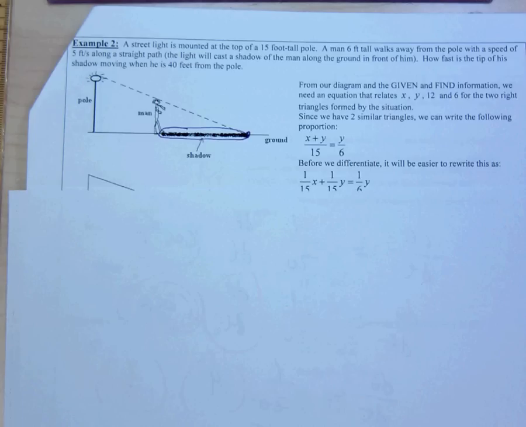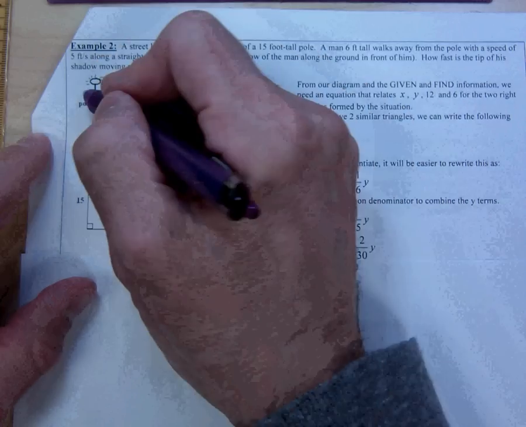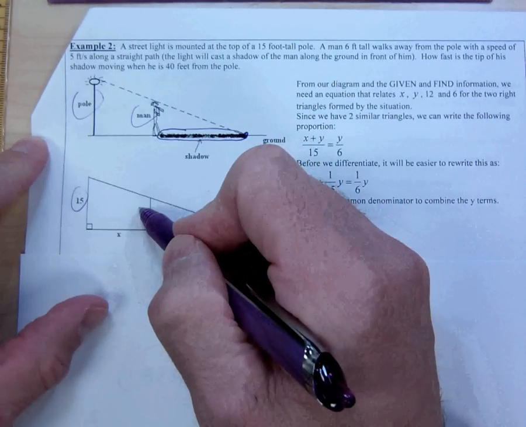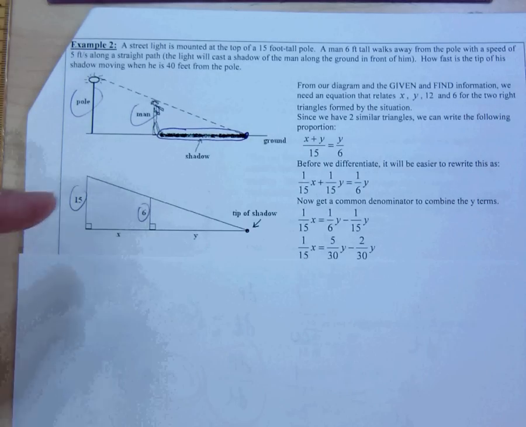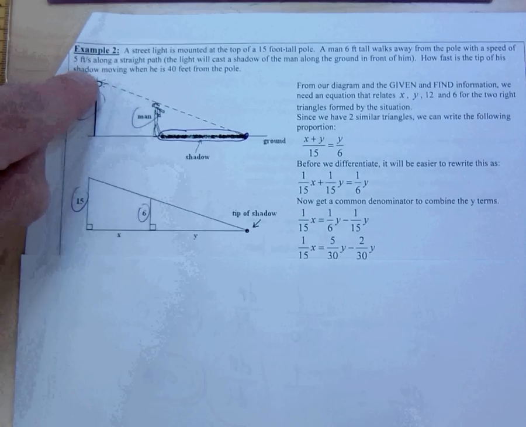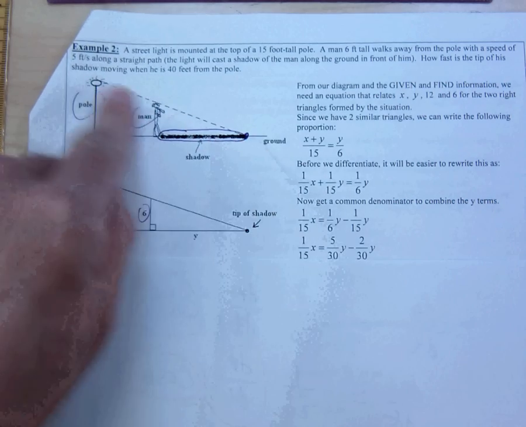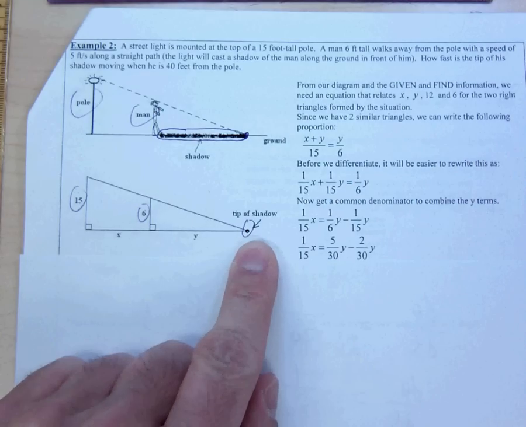All right, now let's talk about what's going to change and what's going to stay the same. What's going to stay the same? Well, the height of the pole is not going to change, so that's always 15. The height of the man's not going to change. That's always going to be 6. But what is going to change as he walks away from the light? Well, if he's moving, the angle at which the light shines overhead is going to change. And when that angle changes, obviously the tip of his shadow is going to move, isn't it?